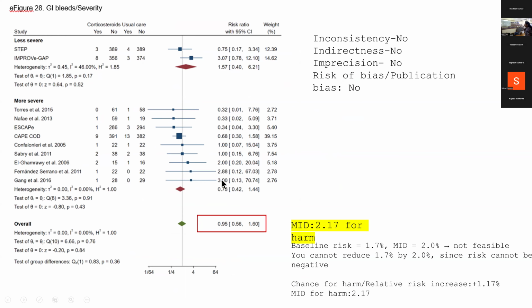Overall, there is no inconsistency, there is no indirectness. Now here I want to tell you an important point. If you look at the initial table, the baseline risk for GI bleed was actually 17 per 1,000, which is how much? 1.7%. Can you reduce MID 2% out of 1.7%? If your baseline risk is 1.7%, you cannot have a negative risk. So here you can have only MID for harm, which is 2.17. And you find that the overall confidence interval was up to 1.6. So I would say this is a high quality evidence saying that there is no benefit between both the groups for GI bleed.